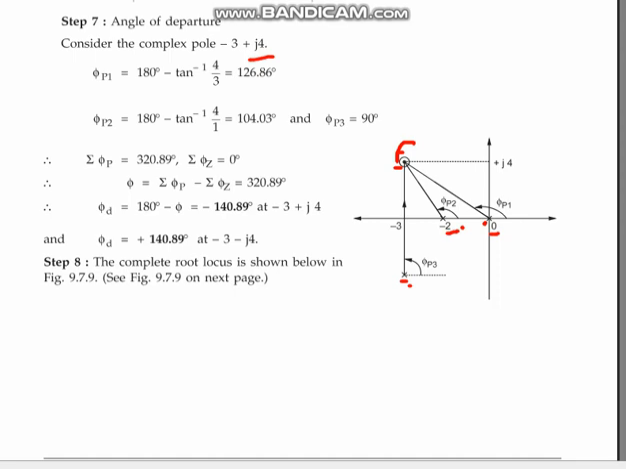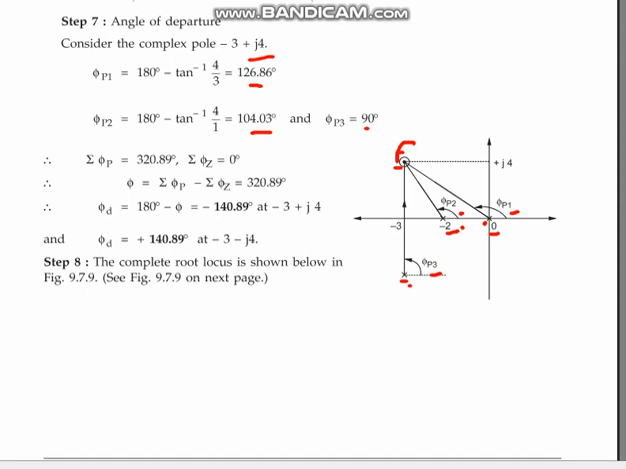We have joined all the other poles, and we would also join zeros, but zeros are not there in this problem. So only poles. We find the angles phi p1, phi p2, and phi p3. Phi p3 by assumption is 90 degrees. Phi p2 and phi p1 we have to measure. We get phi p1 is 126.86 and phi p2 is 104.03, and phi p3 is 90 degrees.